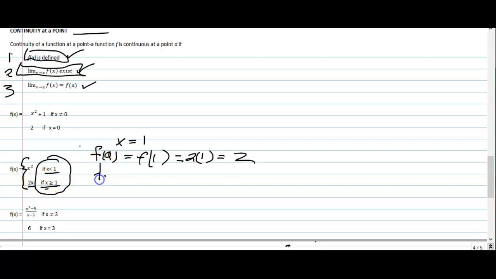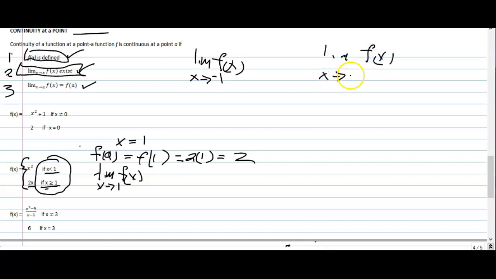The second thing we need to do is determine if the ordinary limit exists for f of x as x approaches 1. In order for the ordinary limit to exist, both the left and right limits must exist. So we need to look at the limit of the function as x approaches 1 from the left, and we also need to look at the limit of the function f of x as x approaches 1 from the right.